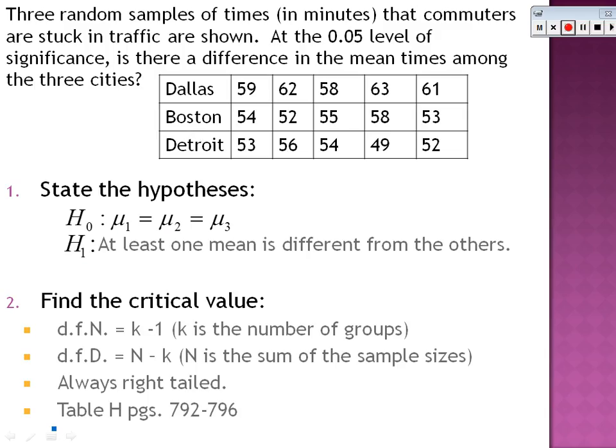So let's go ahead, let's figure out our degrees of freedom for the numerator and denominator. For the numerator, we have k minus 1. We have 3 different populations. Each city would be a population. So we have 3 minus 1, which is 2.